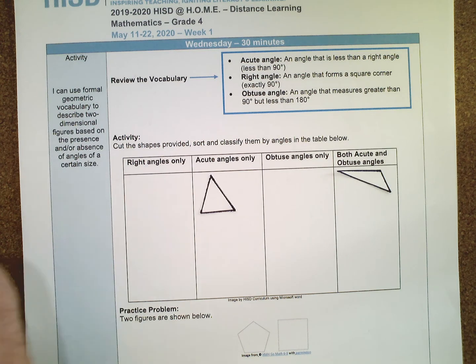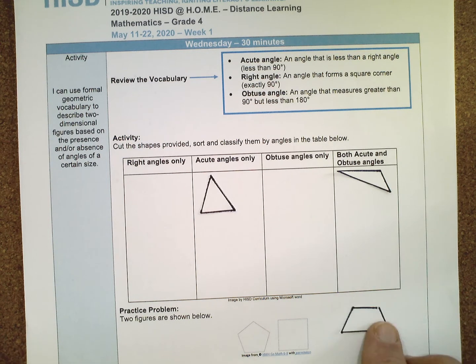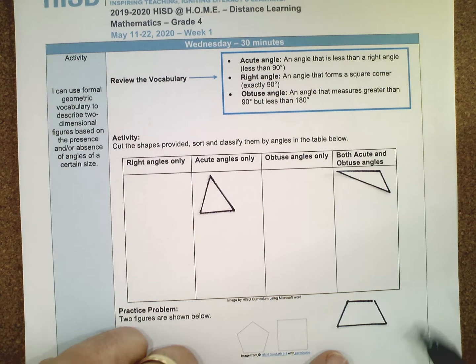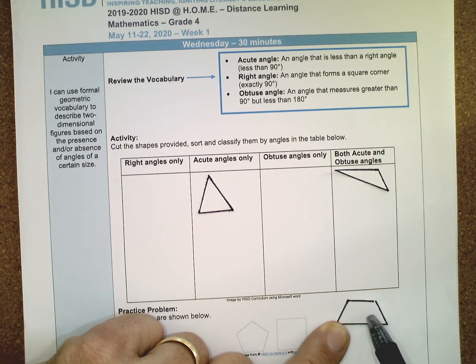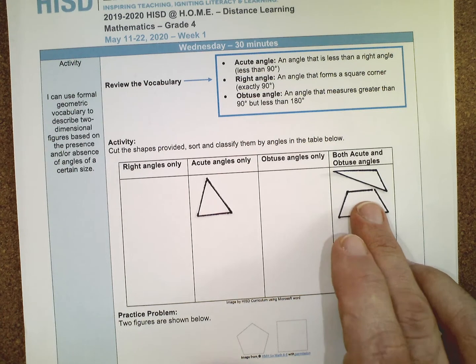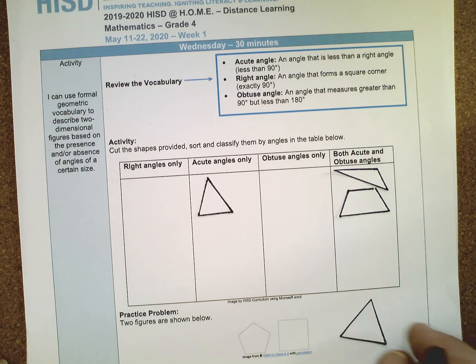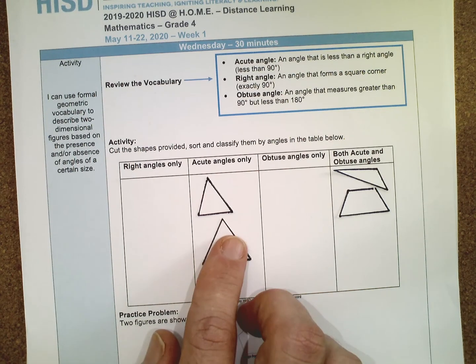Okay, the next figure we have is this one, which is a trapezoid. As you can see, it has two obtuse angles and two acute angles. So that would fall into this category. The next one we have is another triangle, but this time it is an acute triangle because all three angles in the triangle are acute. They're all less than 90 degrees. So that would go here.